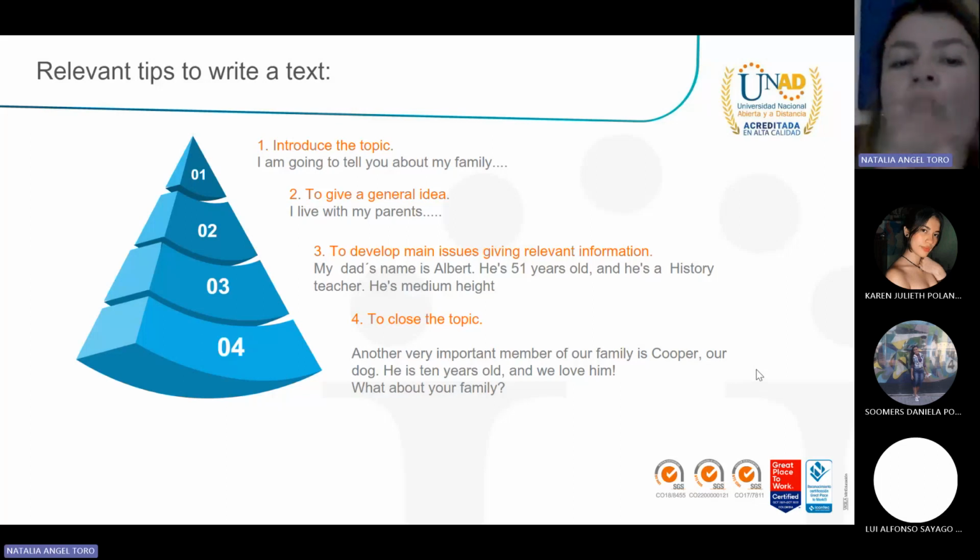And the last one, close the topic. Always close the topic. In that case was, another very important member of our family is Cooper, our dog. He's 10 years old and we love him. What about your family? So here, for example, the person use a question. He make a final question, but we can, for example, summarize. Nosotros podemos también resumir. Es una forma de cerrar una descripción o un discurso que estemos haciendo.